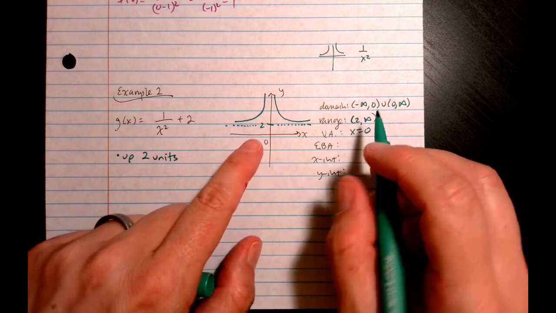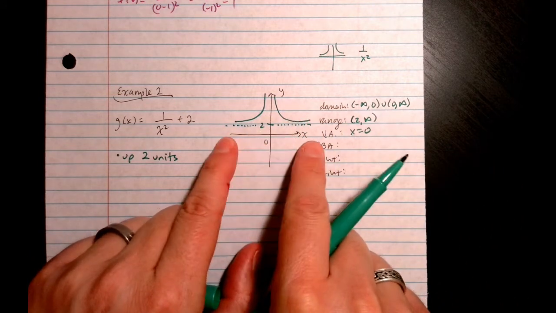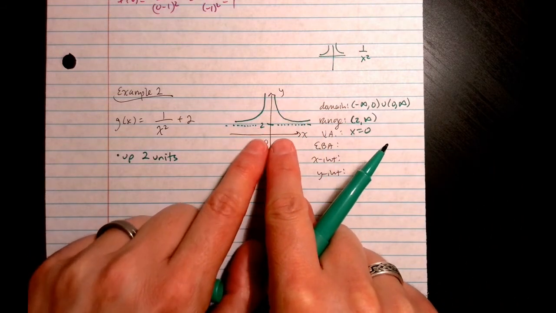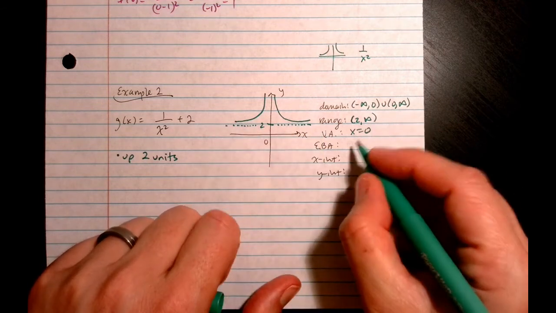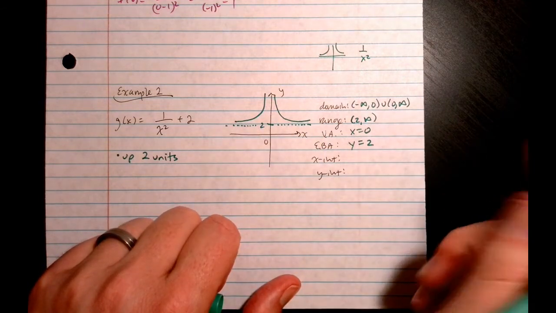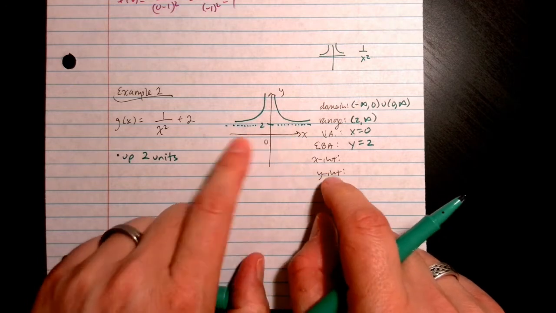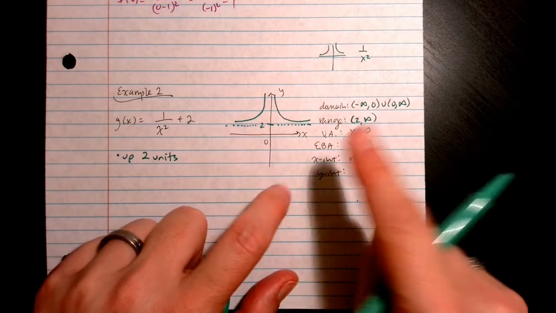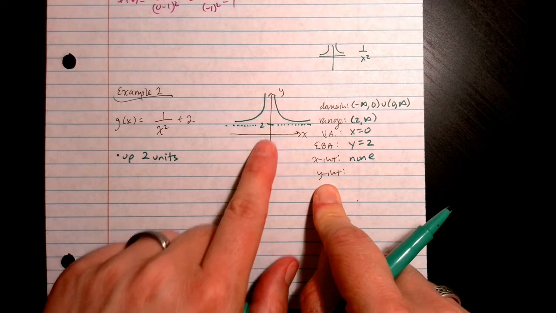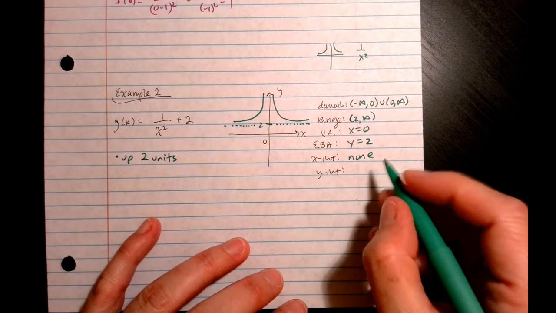End behavior now has been changed. It's no longer the x-axis. It's been raised up to 2. So we're going to write y equals 2. X-intercept? Nope, not happening. Y-intercept? Nope, not happening, because all I did was move it up. There is no y-intercept here.